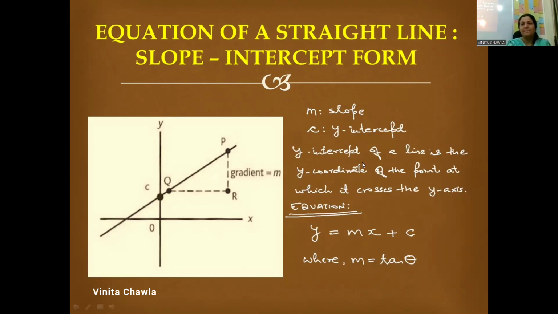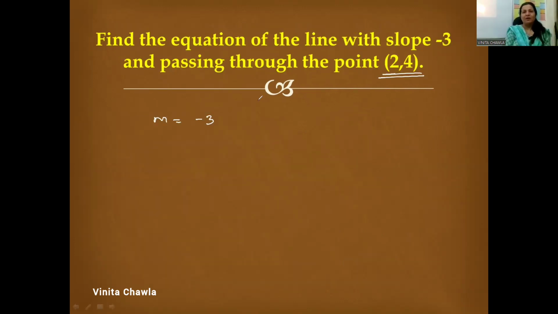Please write this. Then find the equation of the line with slope -3 and passing through the point (2, 3). So we have a line and this line passes through a point (2, 4) and slope of this line is -3. We have to form the equation. How will we write the equation?